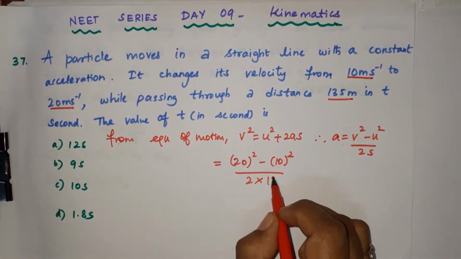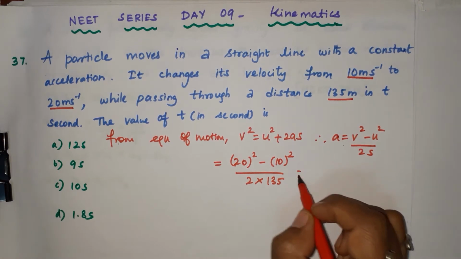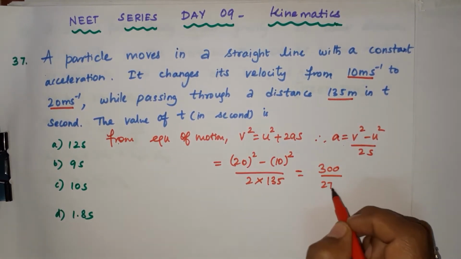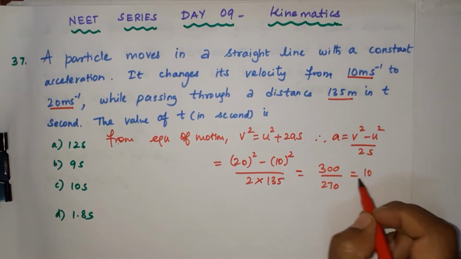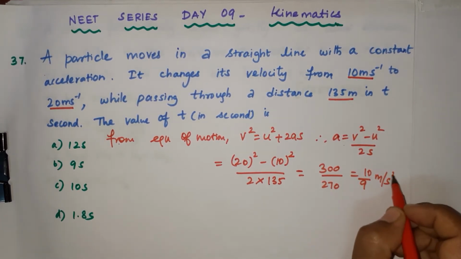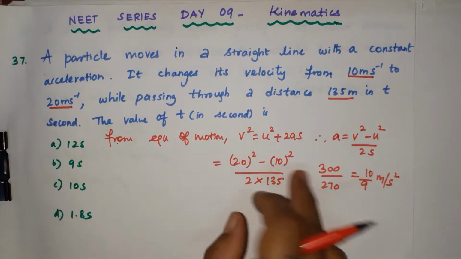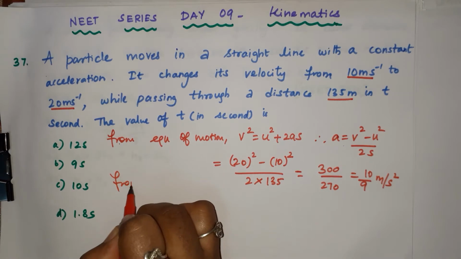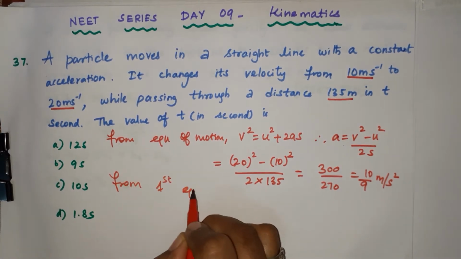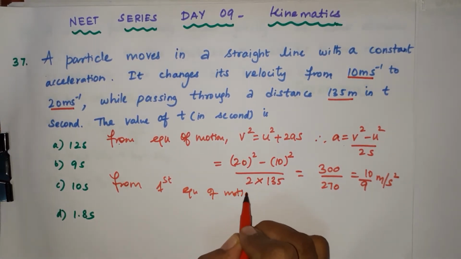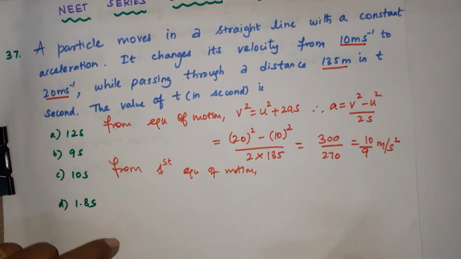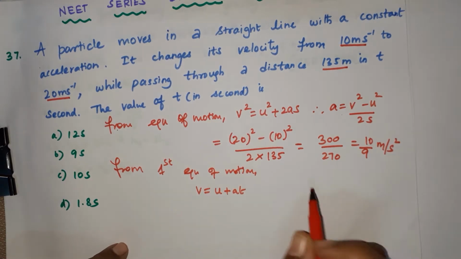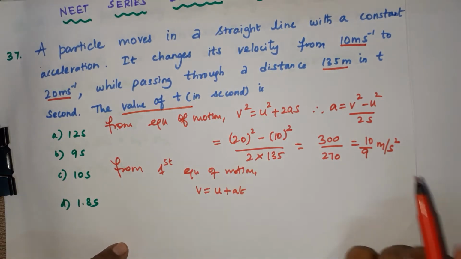Distance is mentioned as 135, right? So when you calculate, we will be having 300 by 270, which gives 10 by 9 meter per second square. But from first equation of motion, that is v is equal to u plus at. But we want to find the value of t in second, right?